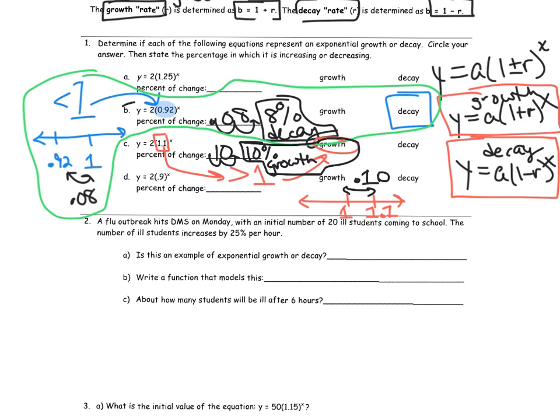So for letter B, you should have had it's a decay because this number here is less than 1. All right, and how much less than 1 is it? Well, it's a difference of 0.08, which we can rewrite as a percentage as 8%, and it's an 8% decay. For question letter C, this number is greater than 1, so you know you're looking at a growth. And how much greater than 1 is it? Well, if we look at our number line, it's a difference of 0.1. So if I write out 0.1 and change it to a percentage, you're looking at a 10% growth. All right? Okay, let's keep going.